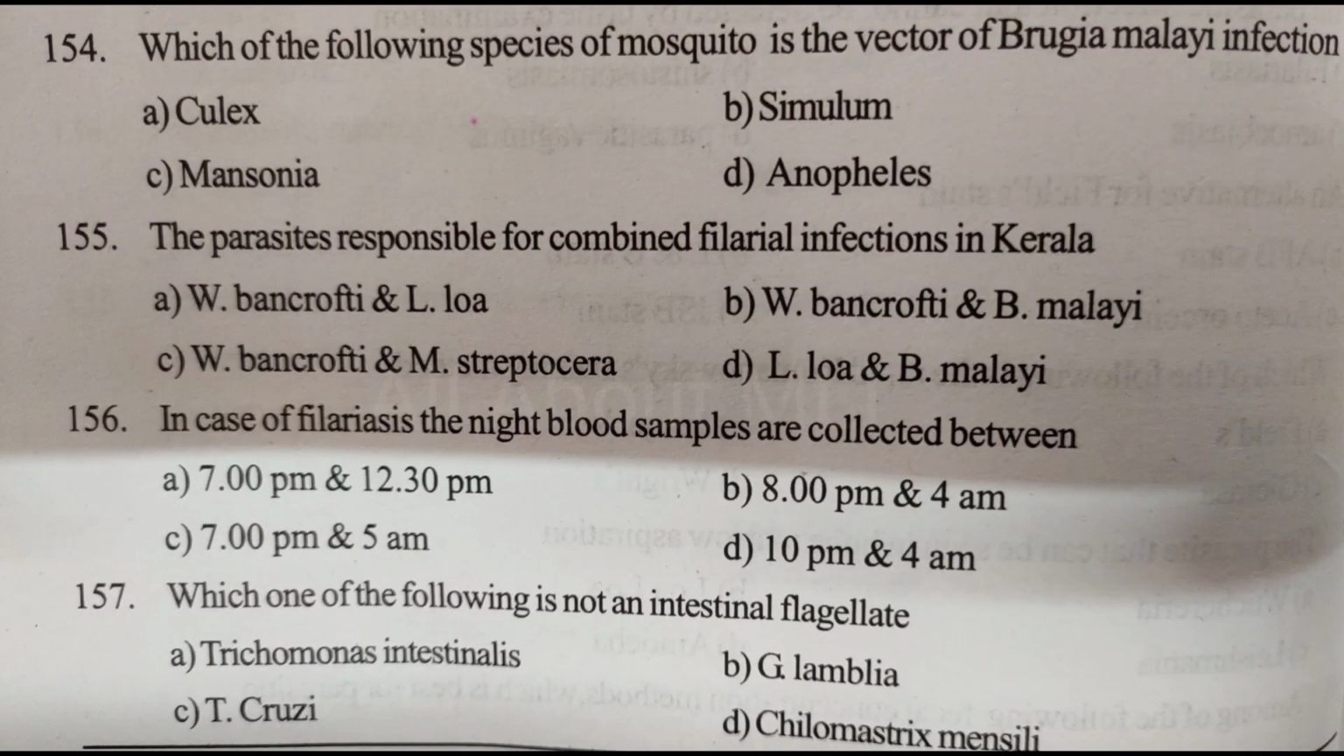Which one of the following is not an intestinal flagellate? Option A, Trichomonas intestinalis. Option B, Giardia lamblia. Option C, T. cruzi. Option D, Chilomastix mesnili. Answer is option C, T. cruzi.